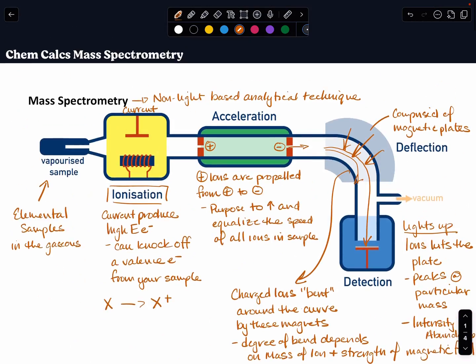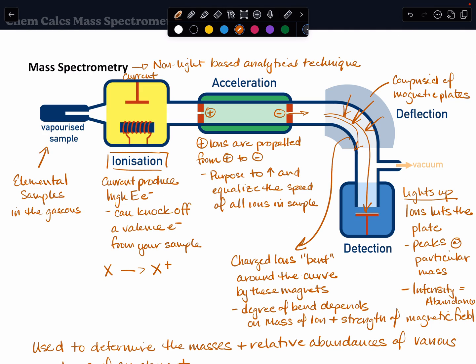Now, in conclusion, just remember mass spectrometry is not a spectroscopic technique. It's not light based. Instead, it produces ions of your sample. Those ions are then accelerated to the same speed, and then, based on the strength of a magnetic field, either bend around a curve or do not. If they bend around the curve and hit the detector, they are registered for a specific mass. The number of ions of that mass that hit the detector give the intensity or the abundance of that particular mass within that sample. From there, you build the spectrum, and from there, you can determine the average atomic mass or identify the element.